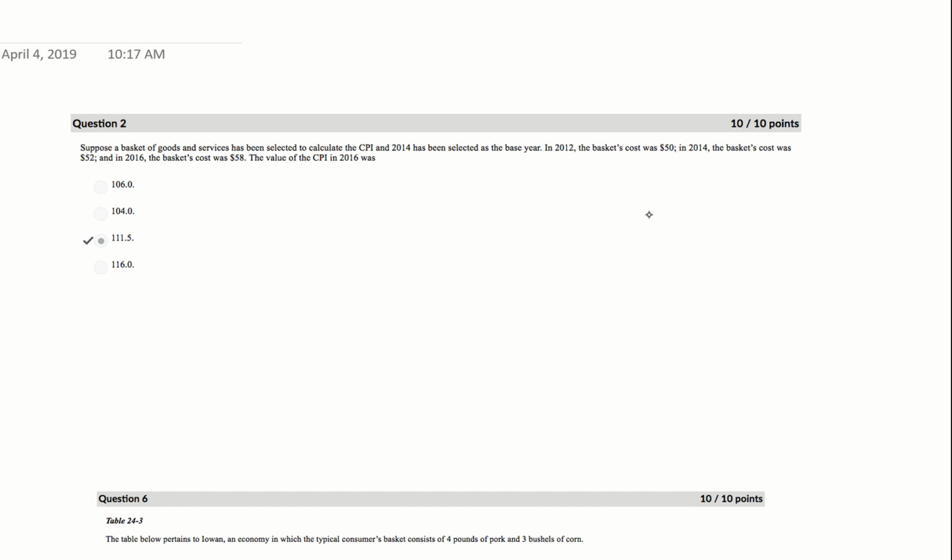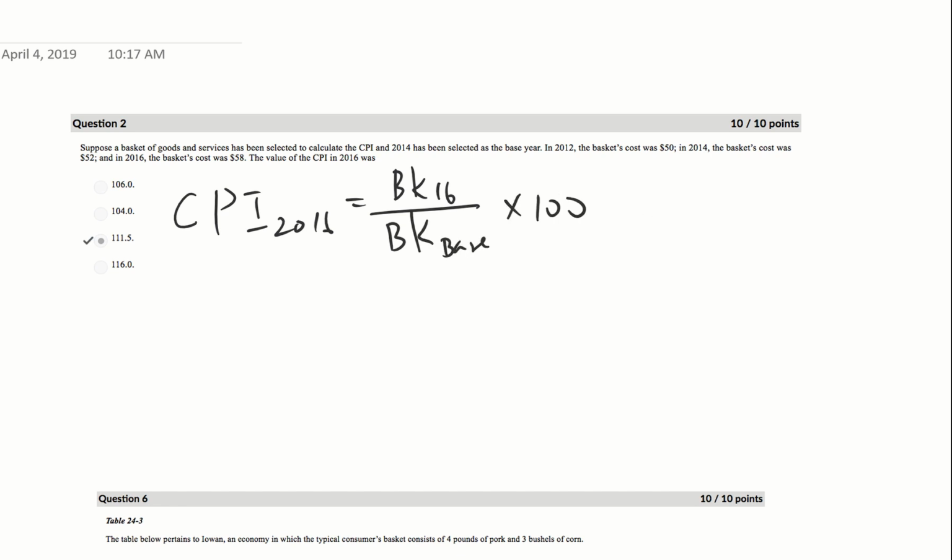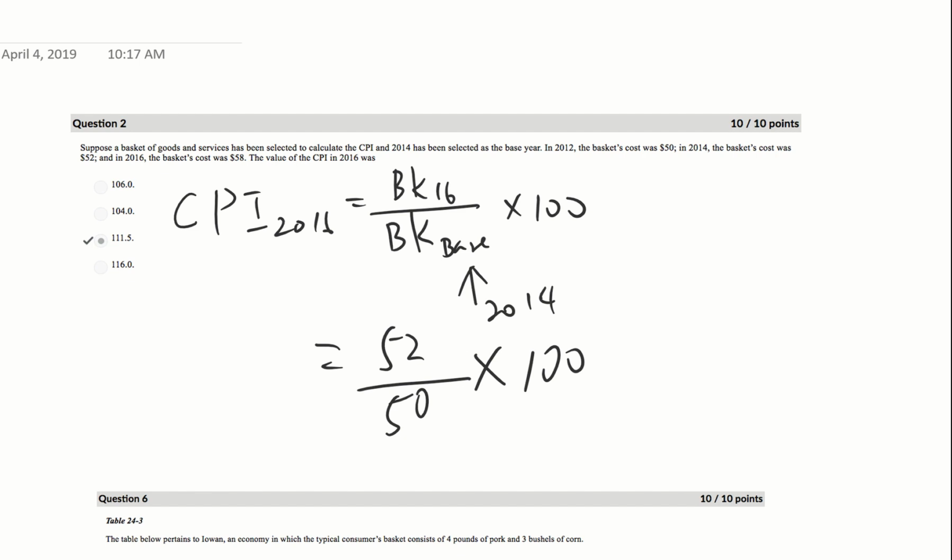Now CPI of 2016 will equal the basket cost in 2016 over the basket cost in your base year times 100. Base year is going to be 2014, we said. So for this, just use your basket cost in 2016, which is 52, over basket cost in 2014, which is 50, times 100. So this answer should be, oh no. Oh my god, so close.